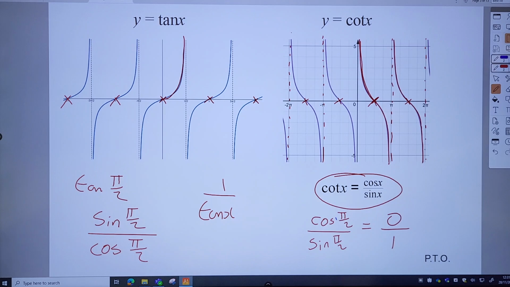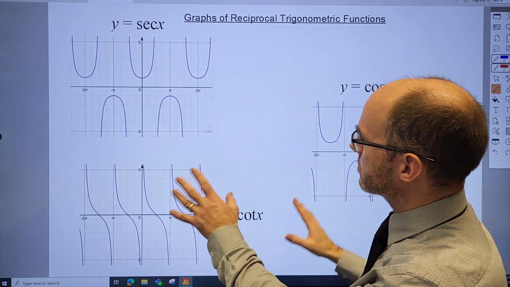And this is my starting screen. That shows you why the graphs do look like that.